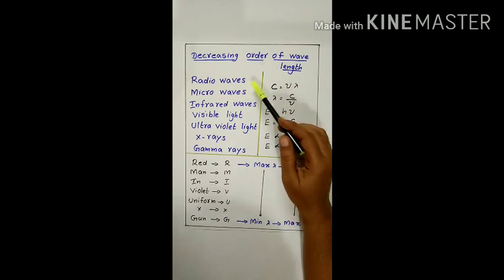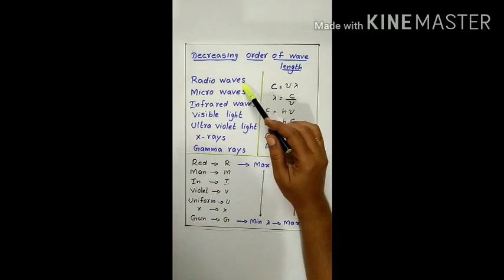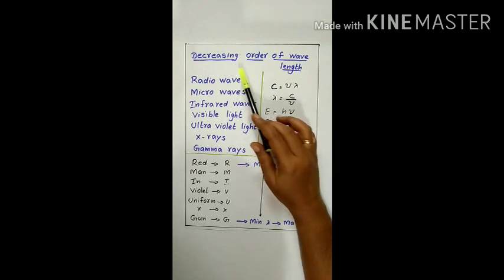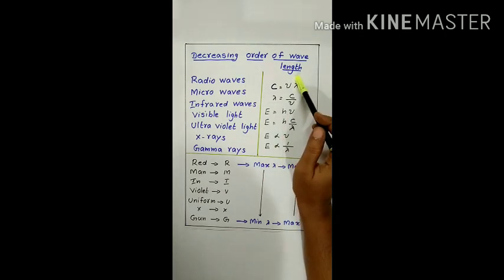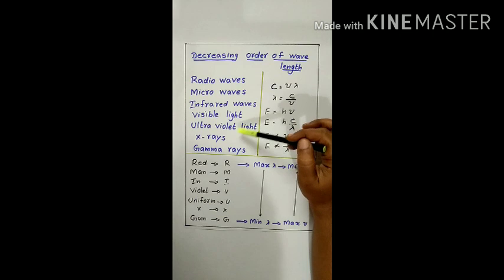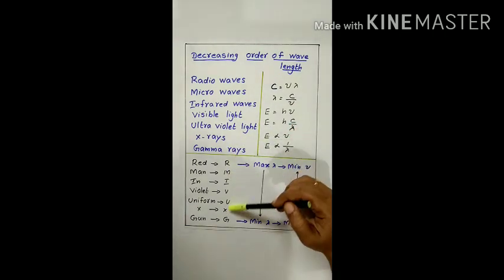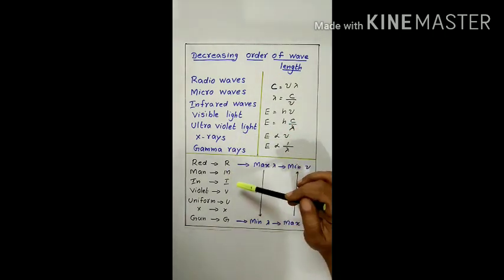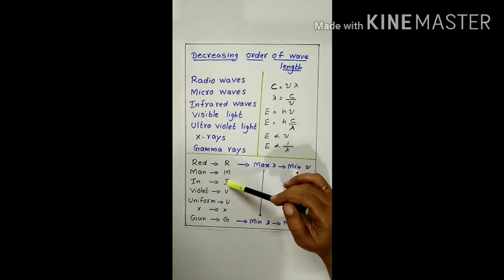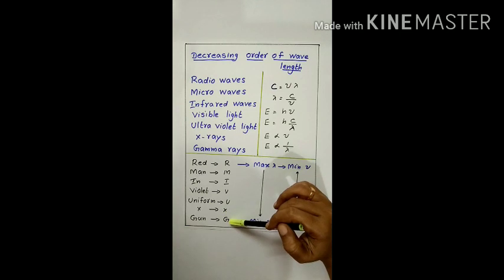There are different types of electromagnetic waves. Here, the electromagnetic waves are arranged in the decreasing order of wavelength. They are radio waves, microwaves, infrared waves, visible light, ultraviolet light, X-rays and gamma rays. To remember all these waves, you just remember the initials of these waves. That is R, M, I, V, U, X and G.